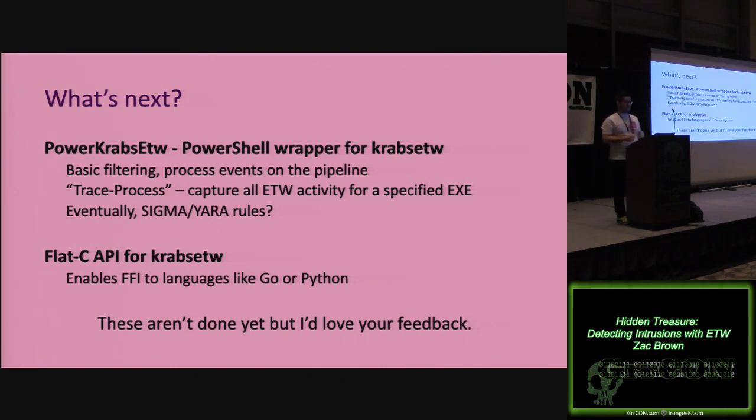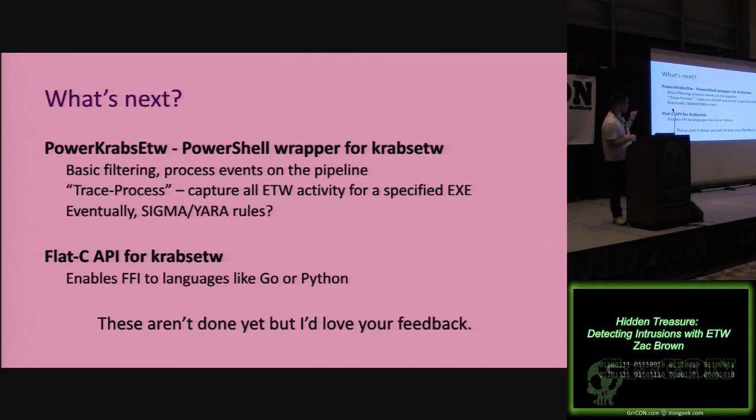Eventually, I'd like to add Sigma and Yara rules to it so that you can just say, hey, I've got this Yara rule, look for this event that looks like this, and then we'll set up the filter so that you still get the native filtering benefit there. And I'd like to also create a trace process where you say, hey, I've got this sketchy executable, here's the path to it, turn on all the interesting tracing, run it, and then when it's done executing, turn off the ETW traces, and here's a file, a CSV, that has all that data, or a bunch of JSON, right?